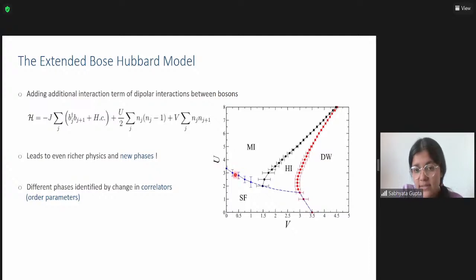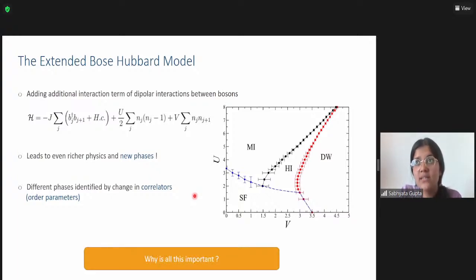All these different phases are usually characterized by change in correlation functions. Different one-body and two-body correlation functions suddenly change their value for different parameters and help characterize the phase boundary for different phases. That is how we identify different phases in a system.